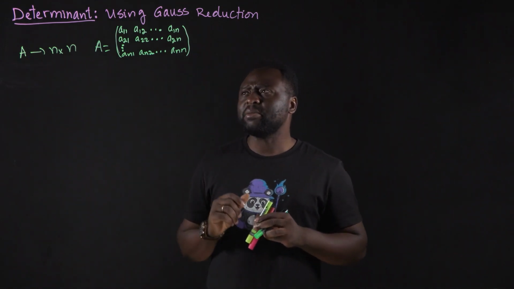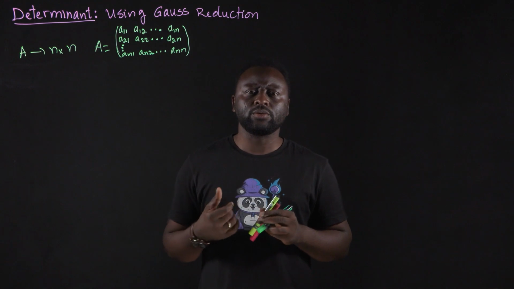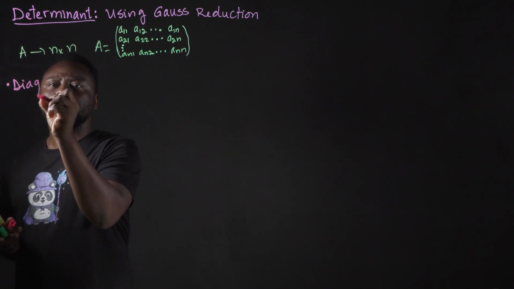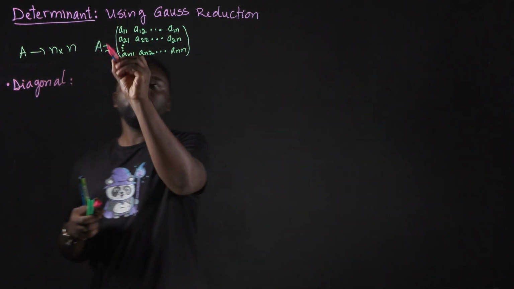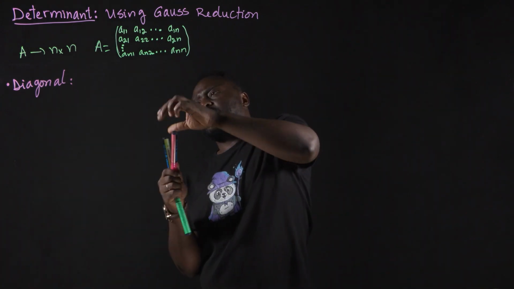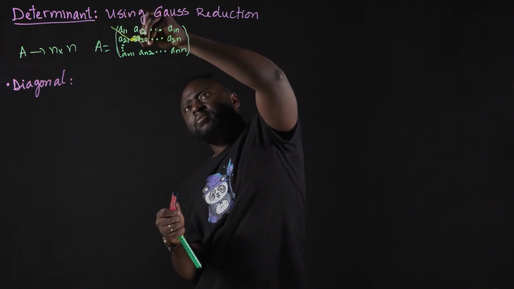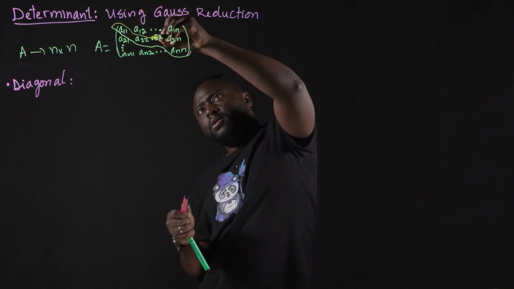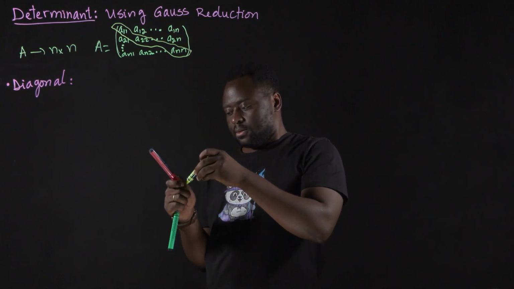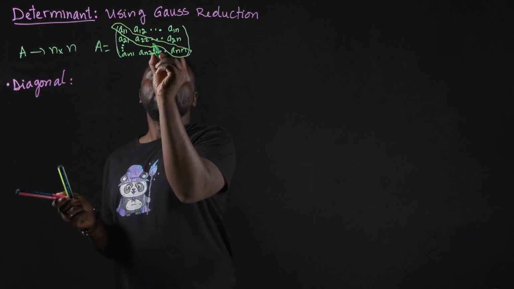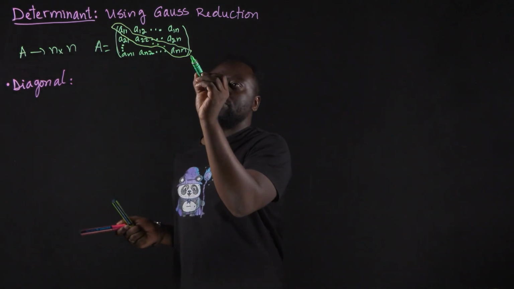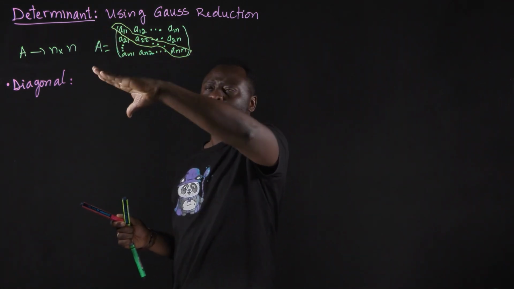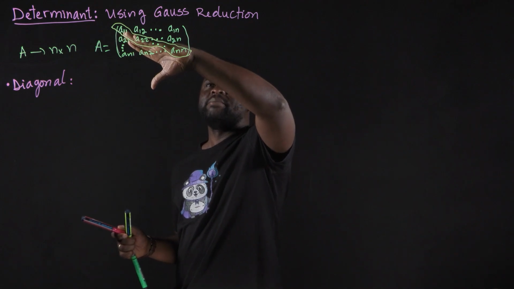Okay, A is an n by n matrix, and we first want to define what is a diagonal matrix. So if we say that A is a diagonal matrix, it means that this is what we call a diagonal. We only have the diagonal here. This is the diagonal part. So all non-diagonal elements are 0.